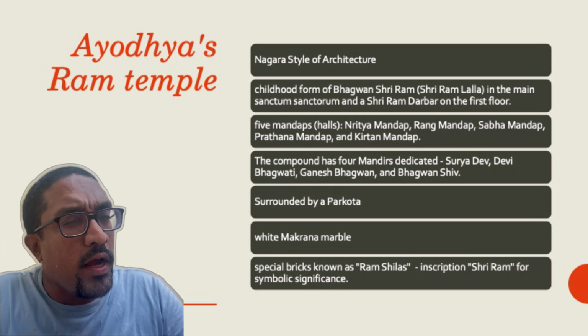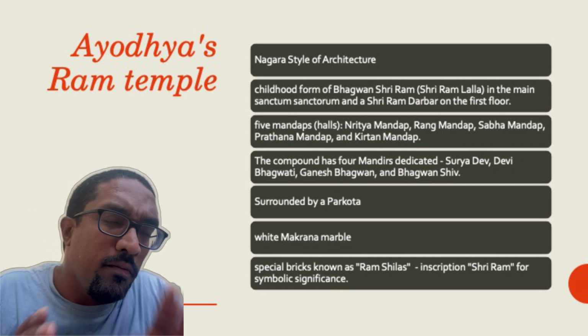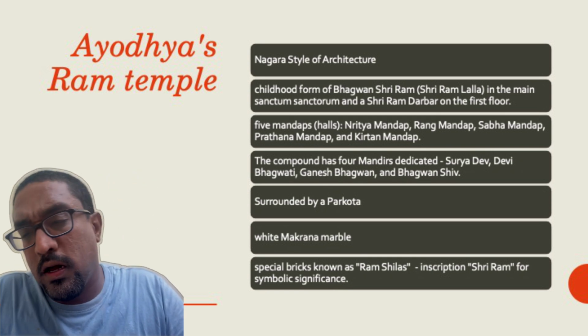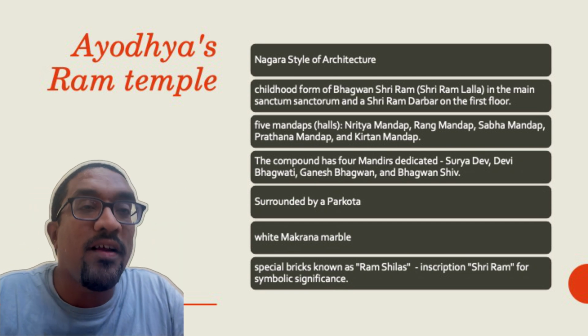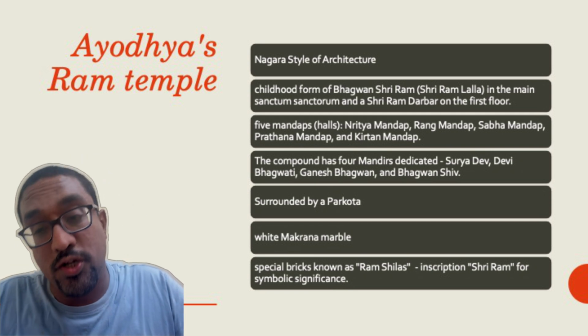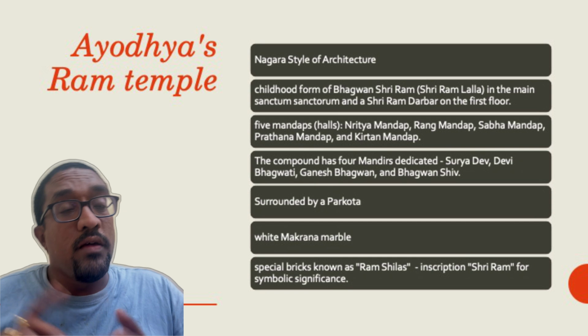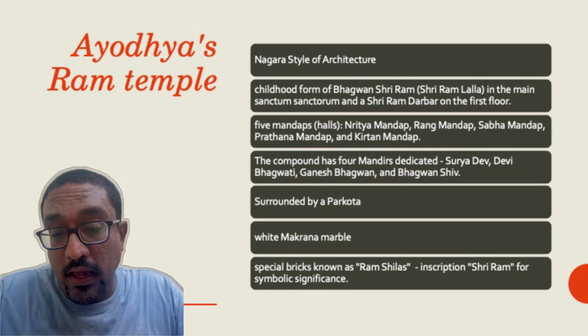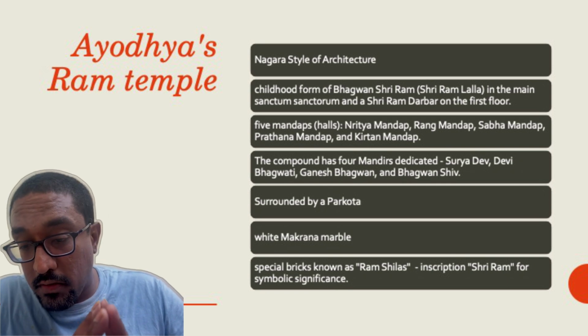The compound also has 4 extra dedicated temples, one for Surya Dev, one for Devi Bhagwati, one for Ganesh Bhagwan, and one for Bhagwan Shiv. So again, it is the standard Panchayatana style: 1 main Ram temple and 4 subsidiary shrines. The entire temple is surrounded by a parkota, which is a Pradakshina Patha or pathway. The main material used in this temple is white Makrana marble.